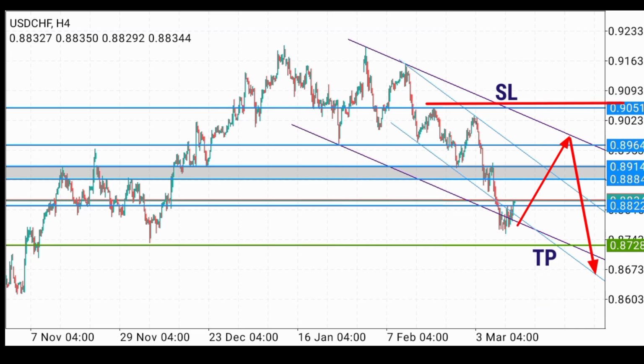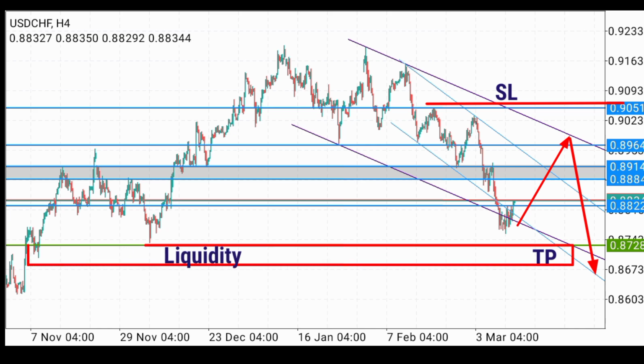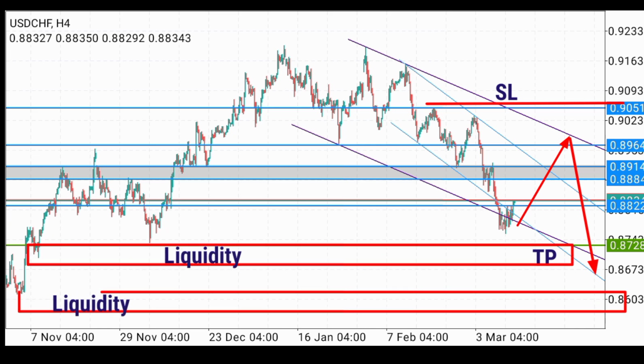And don't forget that liquidity is what drives the market. The market seeks liquidity, and liquidity is always below lows and above highs. So to the downside here, there is liquidity below this low and there is liquidity below this low. So price will be targeting those liquidities first, hitting our target here and possibly coming below to around 0.8600. So that is where the price will be going.